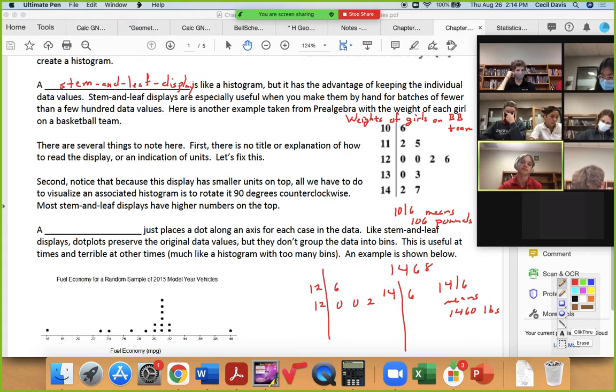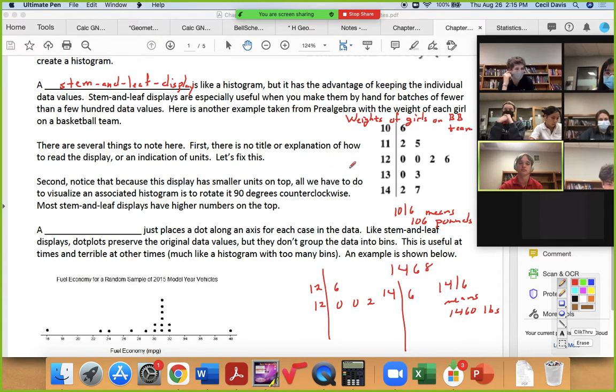For one that has this few data values, you don't need to split it. But if it has a lot, you will. Your book says they're useful when you make them by hand for batches of fewer than a few hundred data values. Yeah, I'm unlikely to do a few hundred data values with a stem and leaf plot by hand. It just gets kind of ridiculous looking.